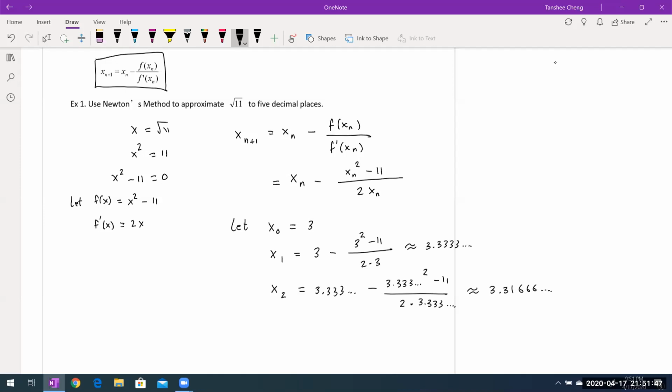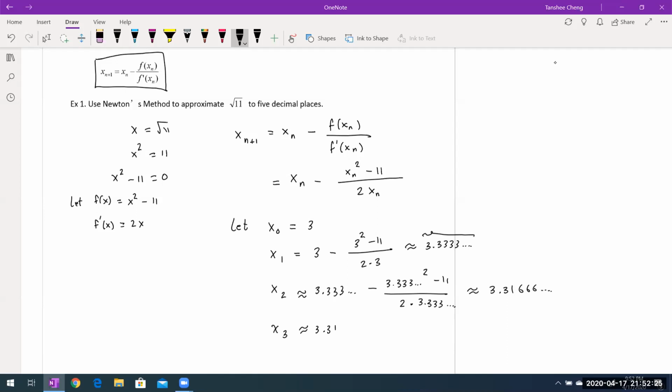Since we want to approximate to 5 decimal places, I always use about 6 or 7 decimal places to plug back in and recompute, so that I will not have a big error. Keep in mind that this is very important. If it's 5 decimal places of accuracy, I want to use at least 6 or 7 decimal places for the next approximations. These become approximations because this is not an exact value anymore.